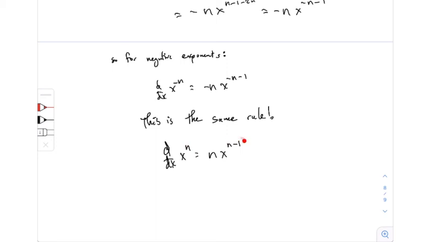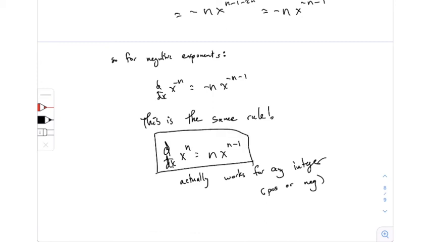So this actually works for any integer, positive or negative, right? Because when you do a negative power, it means it's a fraction and you've got to do the quotient rule and everything, but it all ends up working anyway, right? And so this formula here, the power rule, is sort of even better than we thought, right? It works not just for positive integer exponents, but it works for any integer exponents.